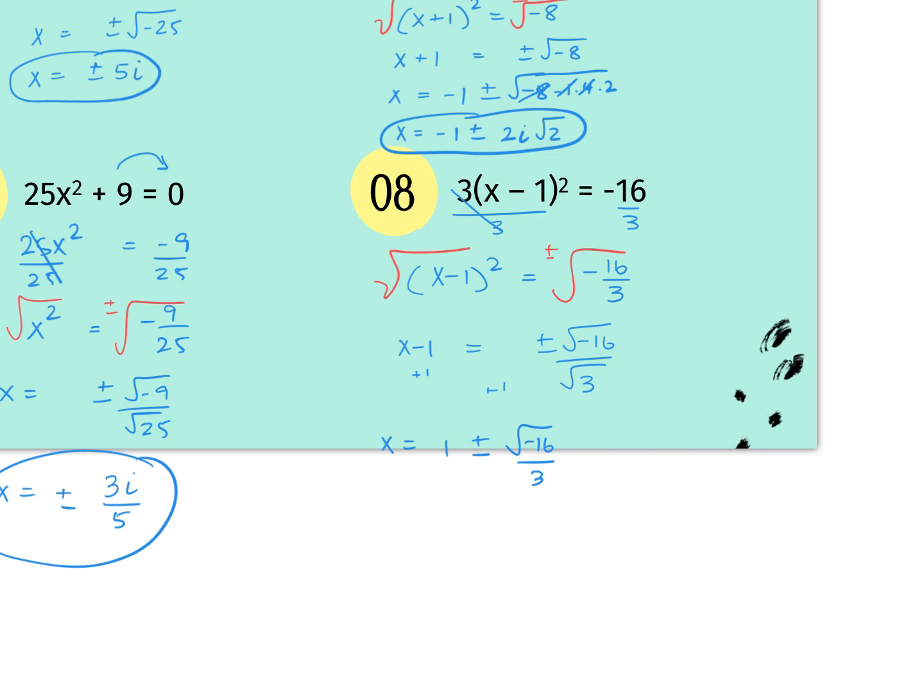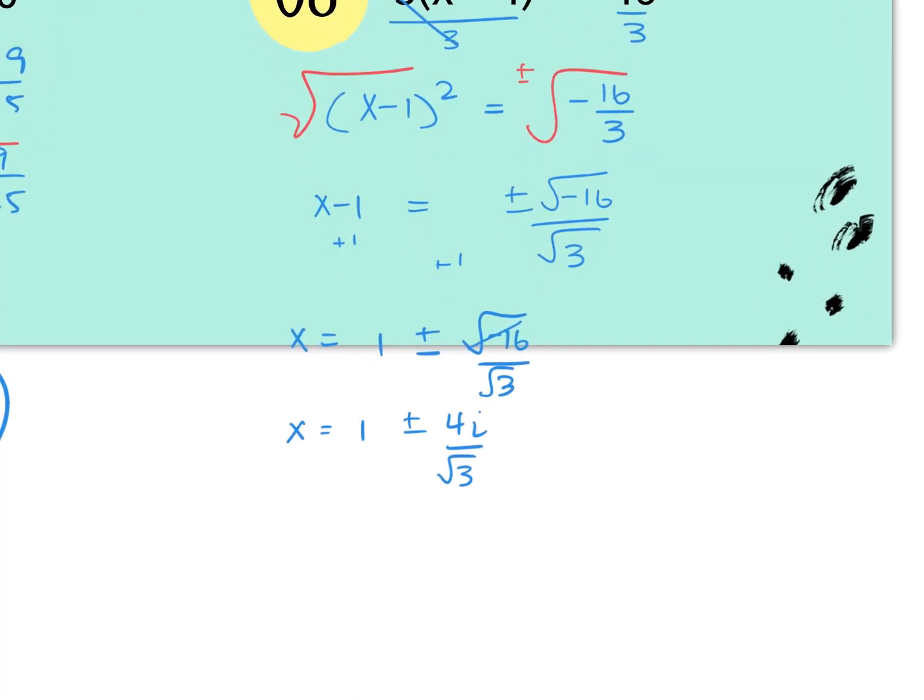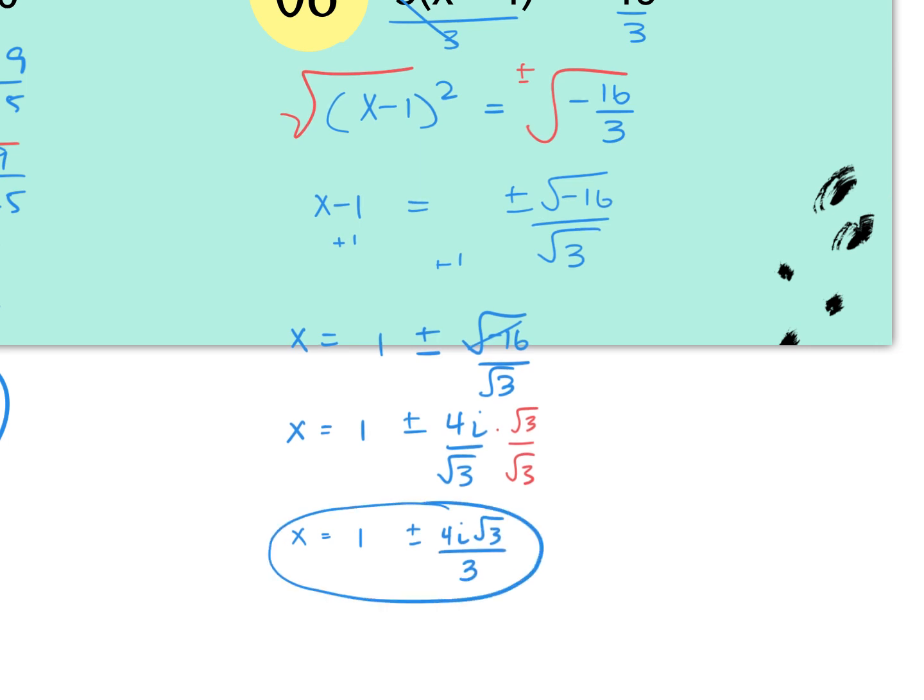And so here I know that the square root, oh, this is the square root of 3, sorry. It's going to be plus or minus, now the square root of negative 16 is 4i over the square root of 3. Now the problem here is that I cannot have a radical in the denominator. So I do have to multiply top and bottom by the square root of 3. So this is 1 plus or minus 4i radical 3 all over 3. And so that's your final answer.